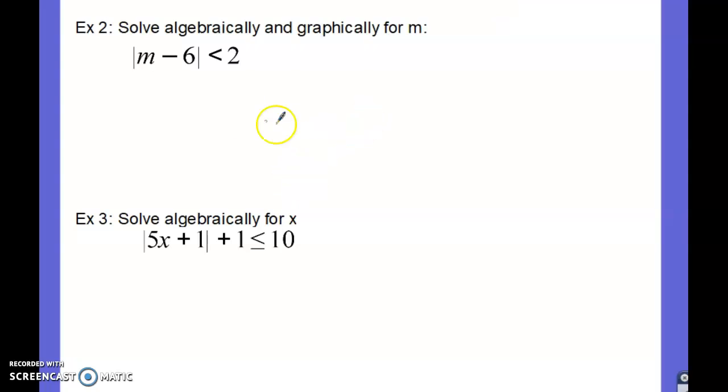So when you get a statement like this, where it says absolute value is less than, you want to make an and statement. Because what you want to do is you want to say that m minus 6 is less than 2 and m minus 6 must be greater than negative 2.